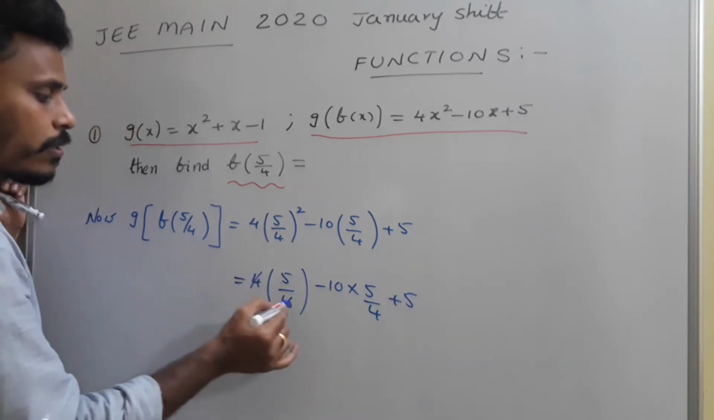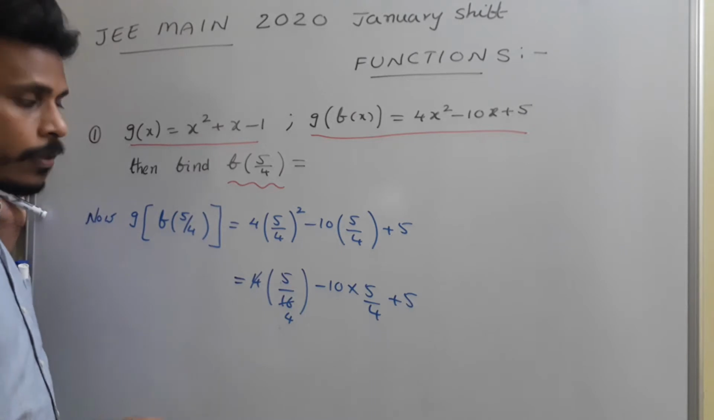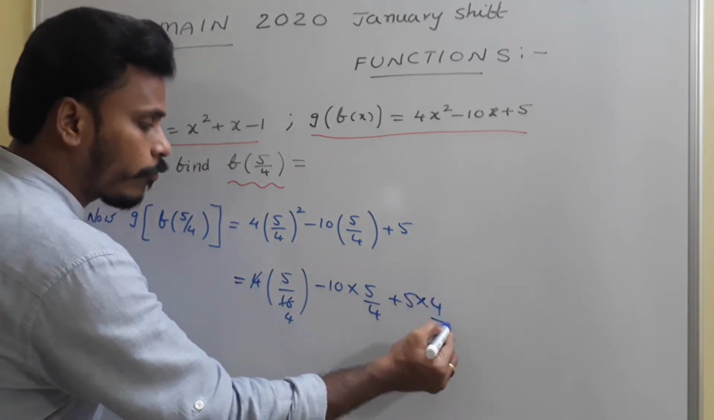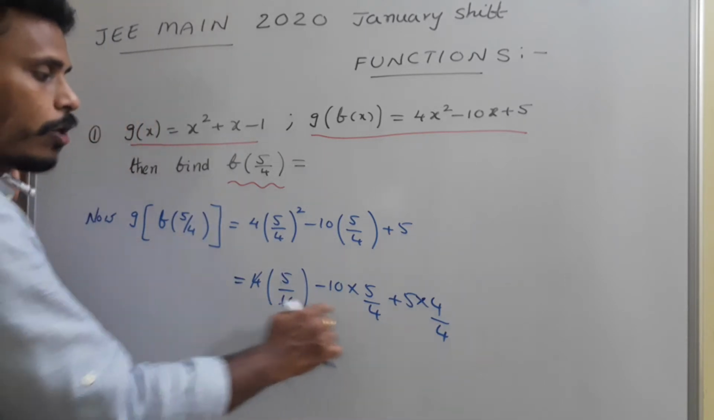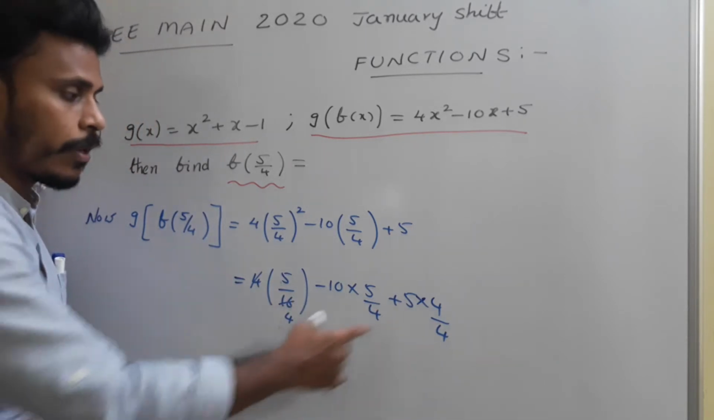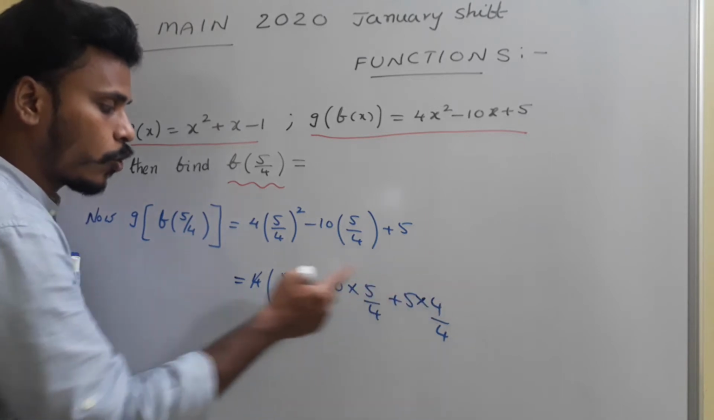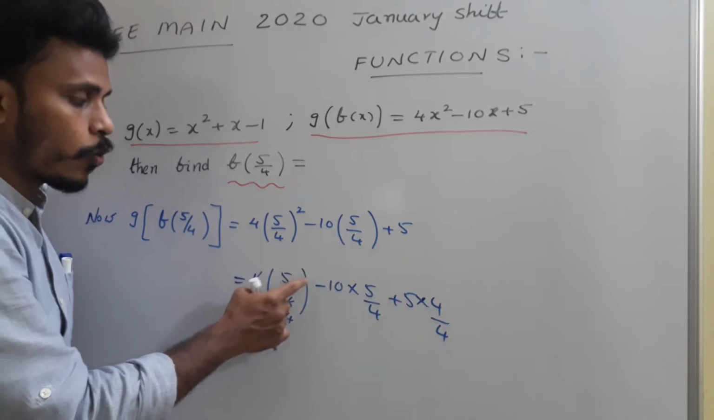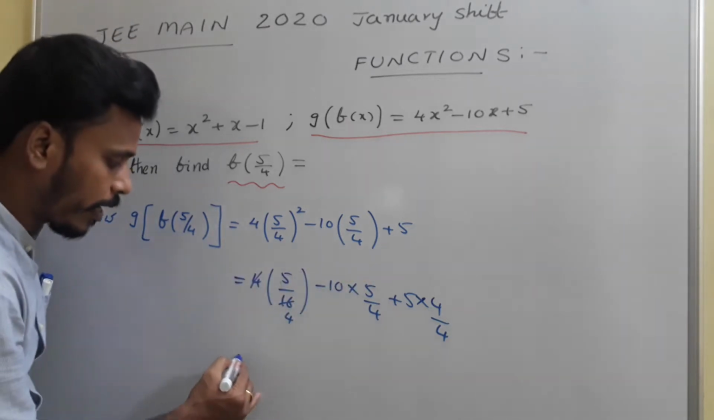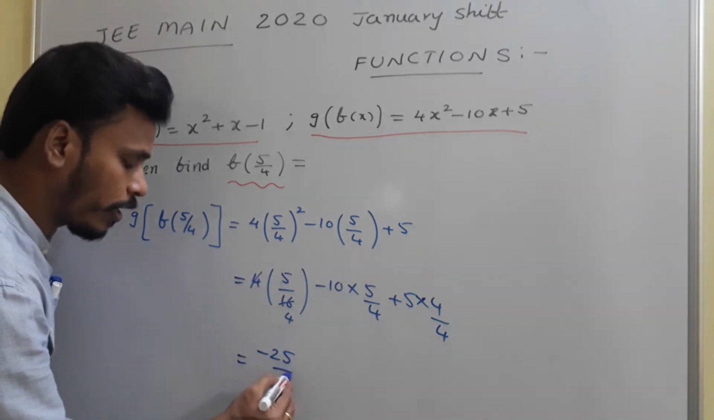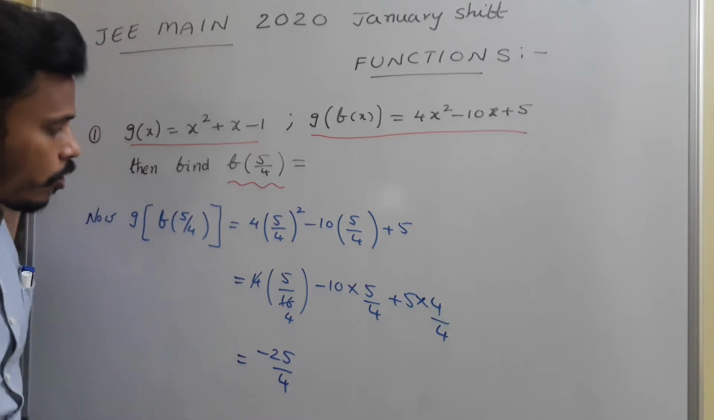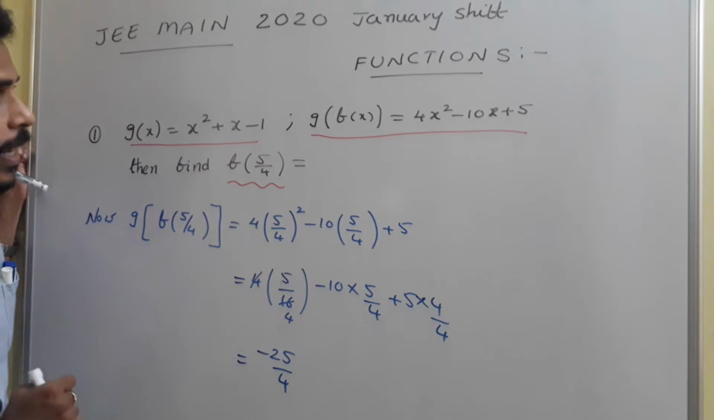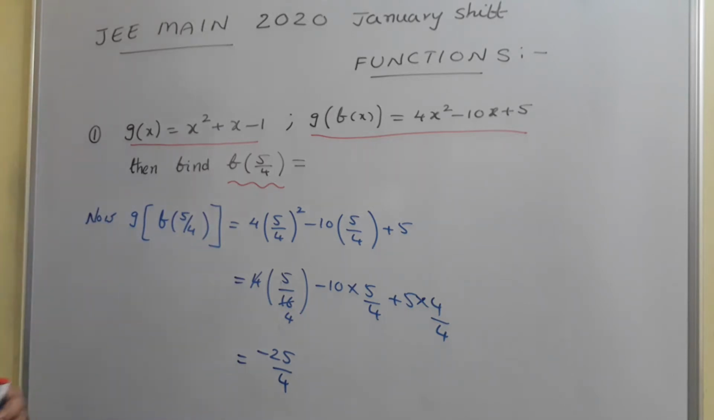If you simplify, this is 20 by 4 and this is 50 by 4, and here again you just multiply with 4 and divide with 4. See, because completely the denominator is 4, right? 5 fours is 20, 20 plus 5 is 25, 25 minus 50, minus 25. So, minus 25 by 4. Okay? So, g of f of 5 by 4 is equals to minus 25 by 4, right?